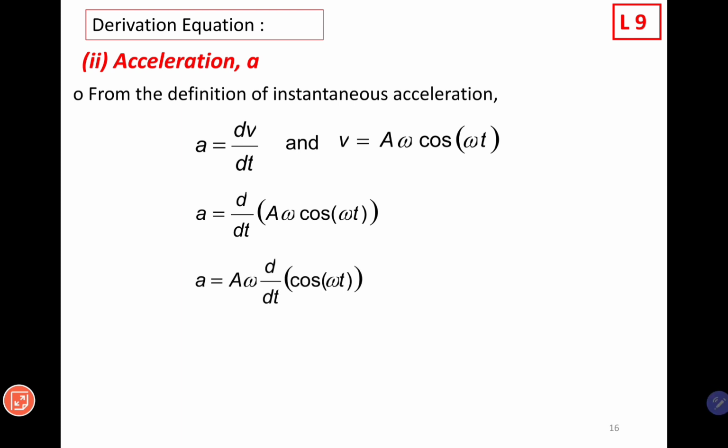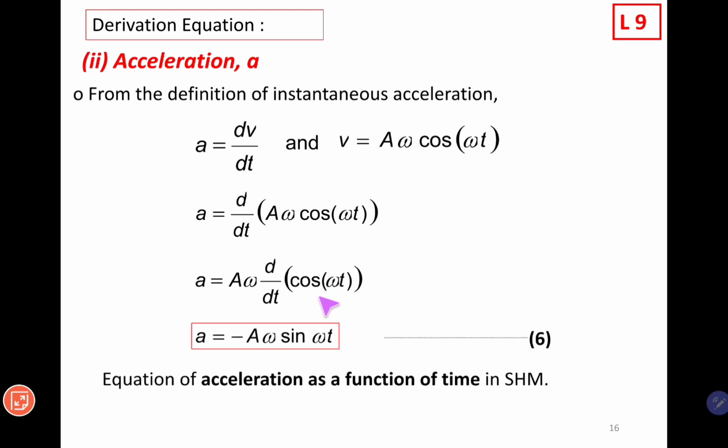Alright, so based on that, a omega is just a constant. So we need to differentiate cos omega t with respect to t. So again, first cos omega t. We just differentiate this with respect to t. You will get negative sine omega t. Alright, and then omega t with respect to t, you will get omega. So giving you a equal to negative a omega squared sine omega t. Okay, something is missing here, which is squared. It must be a omega squared.